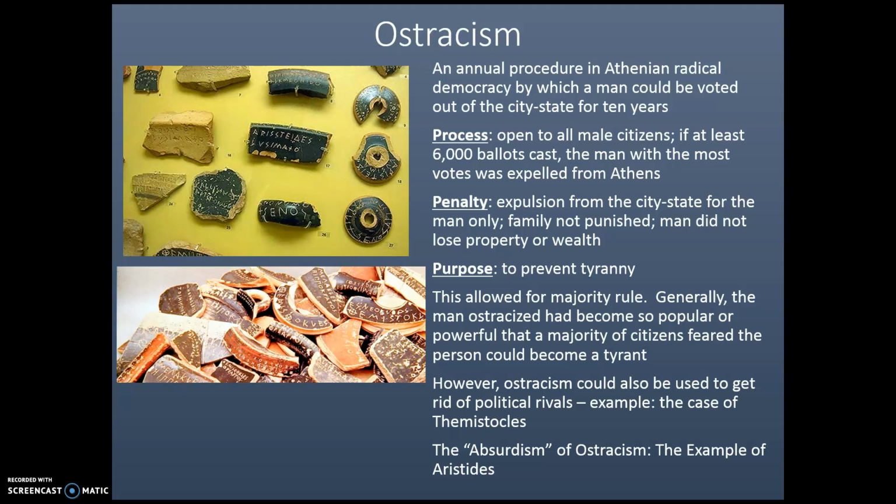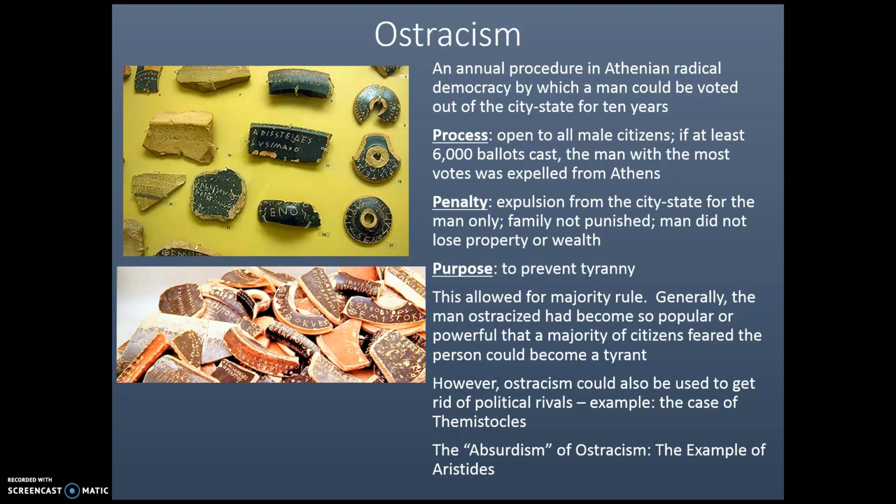So all male citizens could cast a ballot. As long as there were a total of 6,000 ballots cast, the man with the most votes, the top vote getter, was expelled from Athens. They are expelled from the city. Family is not punished, nor do they lose their property or wealth. The goal here is to prevent tyranny, to prevent anyone from gaining too much power at any time.